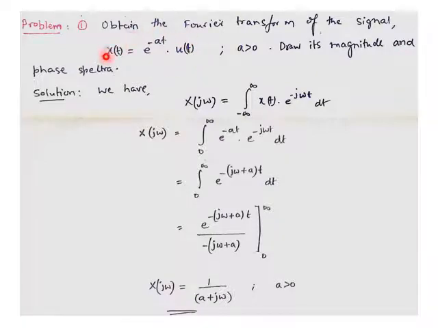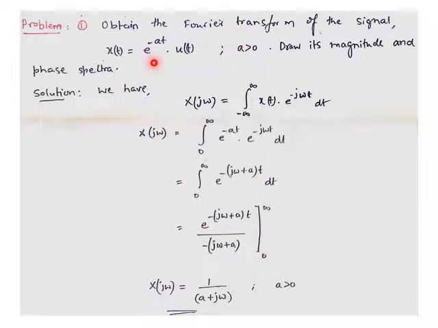So given x of t, I have to find x of j omega. That is, they have asked for the Fourier transform of x of t. So x of j omega I have to calculate first, then for that I have to find the magnitude of x of j omega, and also the phase of x of j omega needs to be calculated. This is what is in the problem statement.